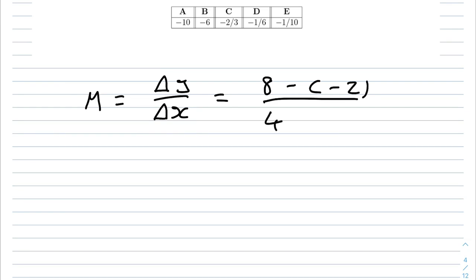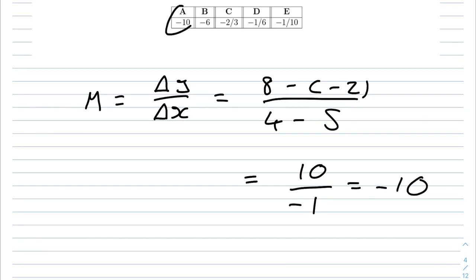So that gives us 4 minus 5, which when we work out gives us 10 over minus 1, which is minus 10. So the answer is A.